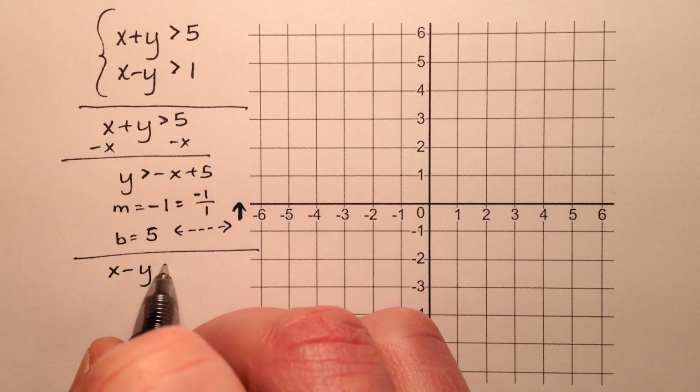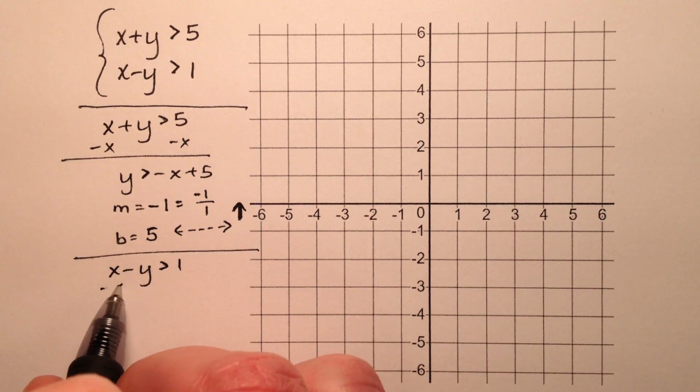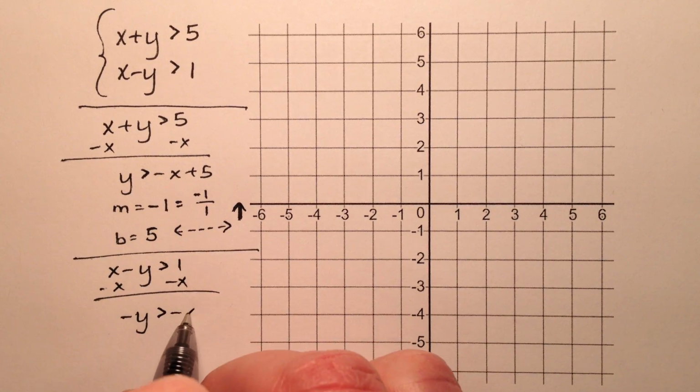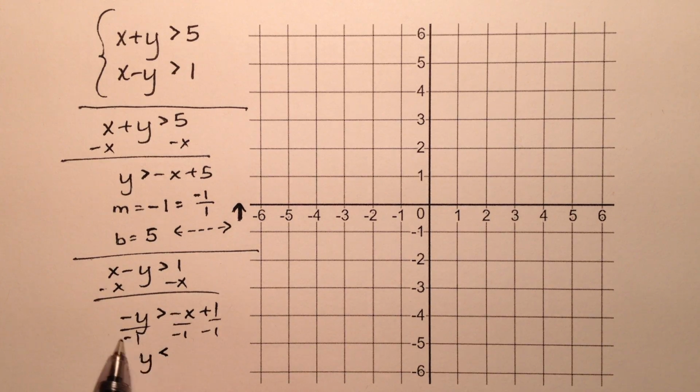x minus y is greater than 1. To solve for y, I'm going to subtract x from both sides. Negative y is greater than negative x plus 1. But I don't like this negative y, so I'm going to divide every single term by negative 1. And I get y is, and I have to switch the sign of the inequality whenever I divide by a negative, less than x minus 1.